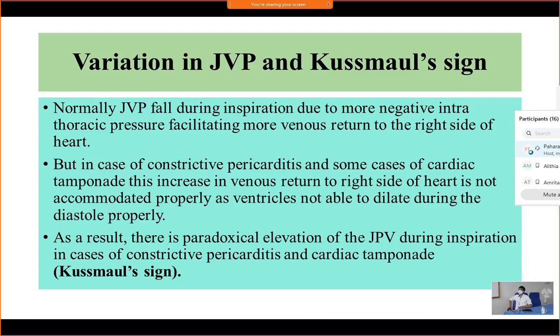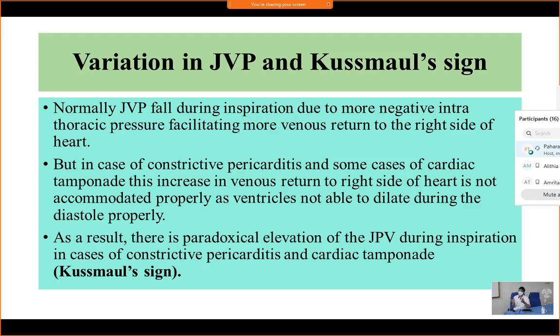So, variation in the jugular venous pressure and Kussmaul sign. Normally, the jugular venous pressure falls during inspiration due to more negative intrathoracic pressure, facilitating more blood return to the right side of the heart, and that goes through the pulmonary circulation. But in constrictive pericarditis and some cases of cardiac tamponade, this increase in venous return to the right side of the heart is not accommodated properly, because the heart is not able to distend properly, because of the constrictive pericarditis or pressure from outside due to cardiac tamponade.